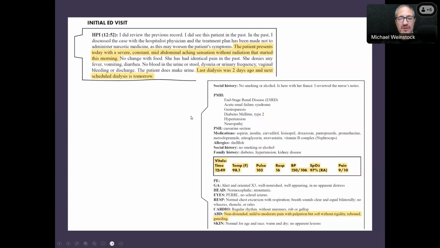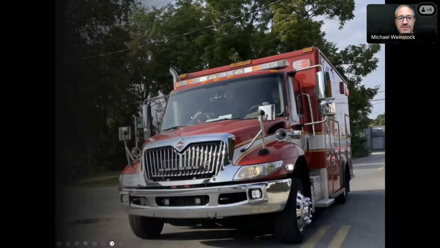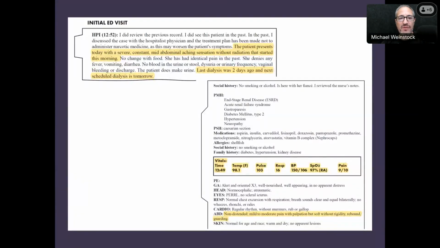So this is a patient, as we said, a 52-year-old woman. She presented to the emergency department with severe, constant mid-abdominal aching sensation without radiation. It started the morning of her presentation, with no change with food. She has had identical pain in the past. She denies any fever, vomiting, diarrhea, blood in the urine or stool, urinary symptoms, vaginal bleeding, discharge, etc. Last dialysis was 2 days ago. The next one is scheduled for the day after.